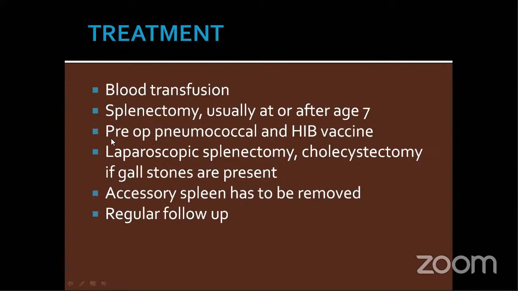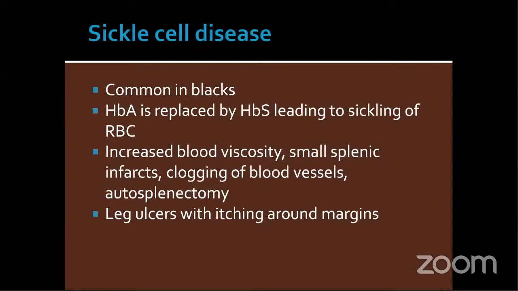And again, the same thing, preoperatively pneumococcal and Hib vaccine has to be given. And nowadays we are doing laparoscopic splenectomy. If there are gallstones, you have to do cholecystectomy also in the same sitting, okay. And the accessory spleens have to be searched and they have to be removed, or else again the story will come to square one. Those accessory spleens will get enlarged and they will start functioning as normal spleens, and again your history will repeat, okay. So accessory spleens have to be searched for and the complete removal has to be ensured, and the patient has to be on regular follow-up at least for 5 years.